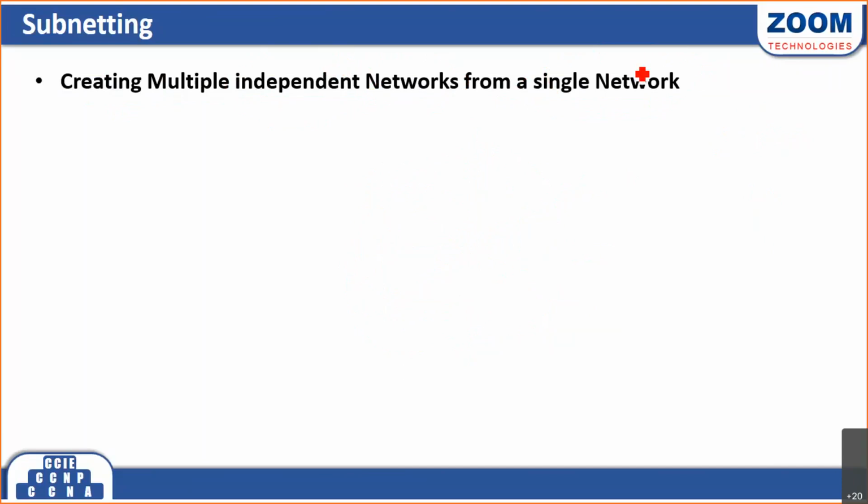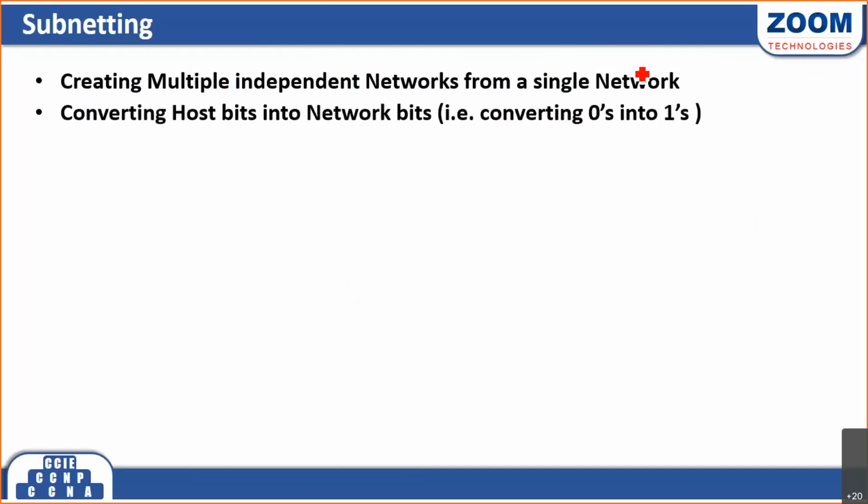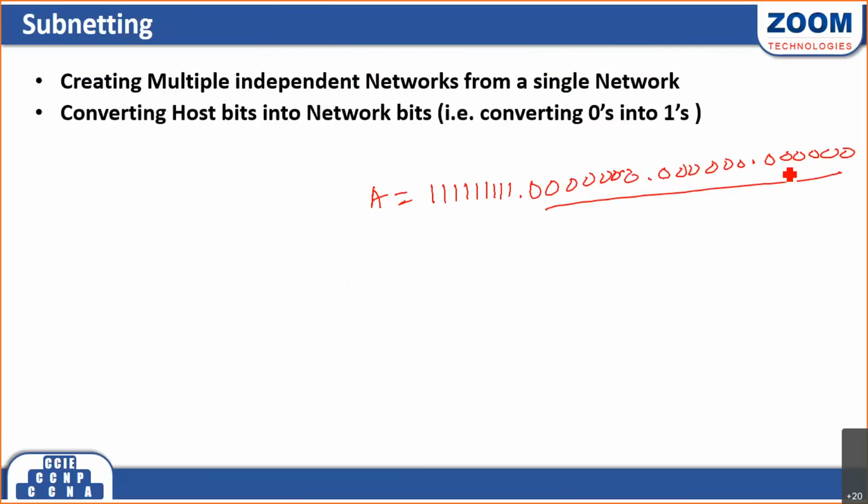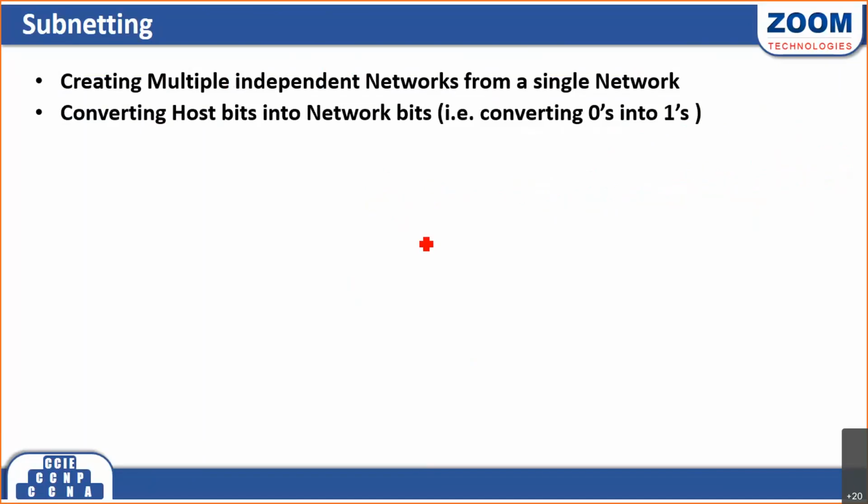So this process we call what? Subnetting. How can we divide a single network into multiple different networks? The logic is converting host bits into network bits. In class A, there are 8 network bits and then the host bits. Converting these host bits into network bits, even for class B and class C, that process we call subnetting.